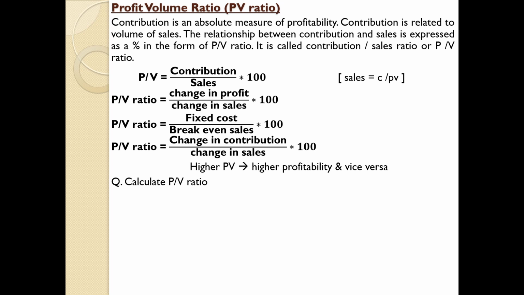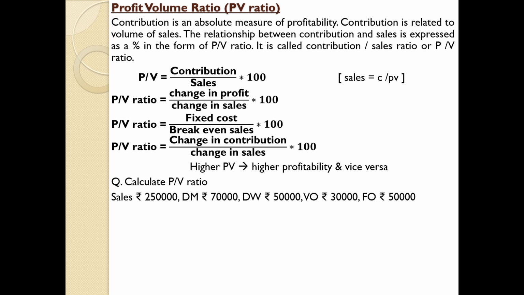So let us try some of the cases. Calculate PV ratio. It's a very easy concept. Sales 2,50,000 is given. DM means direct material. For the time being, I am using abbreviations. Never use abbreviations in the examinations. The direct material is 70,000, direct wages 50,000, variable overheads 30,000, and fixed overheads 50,000. Fixed overheads or fixed costs can be used interchangeably.